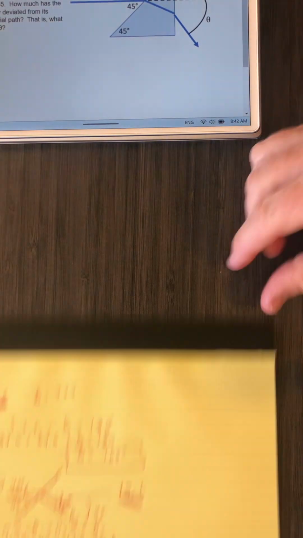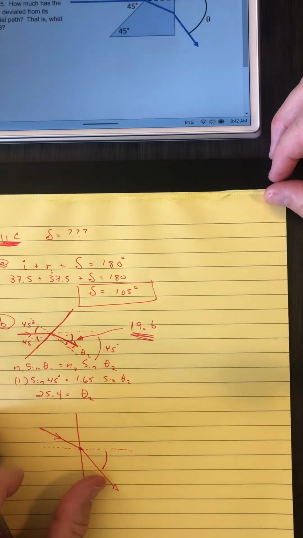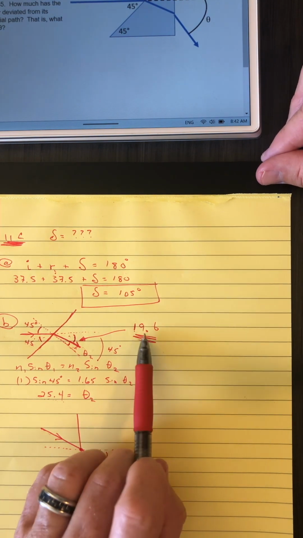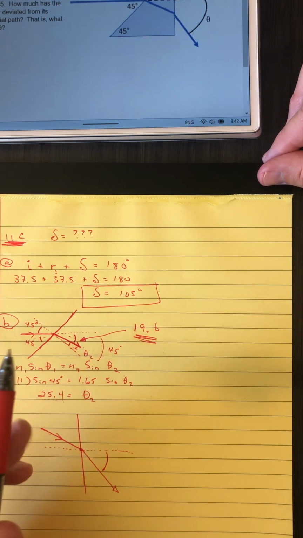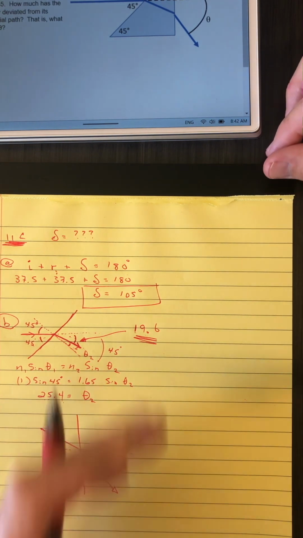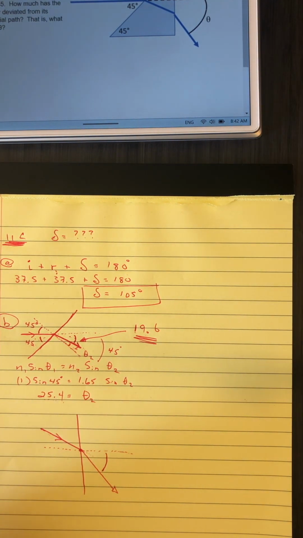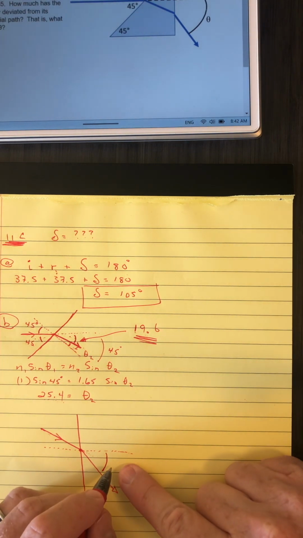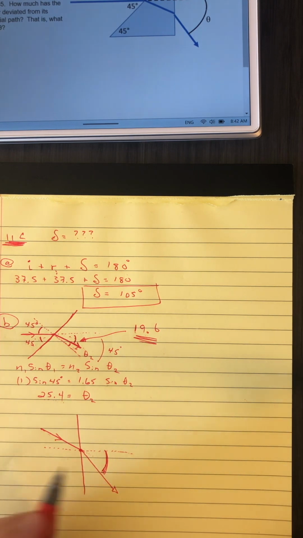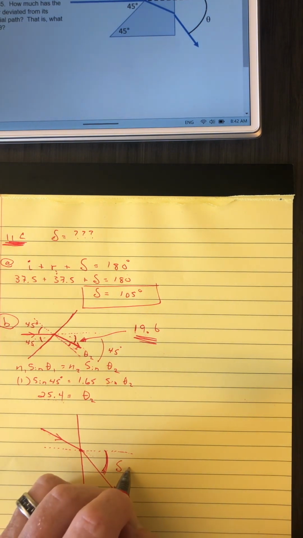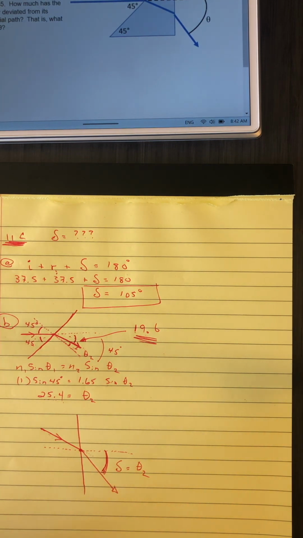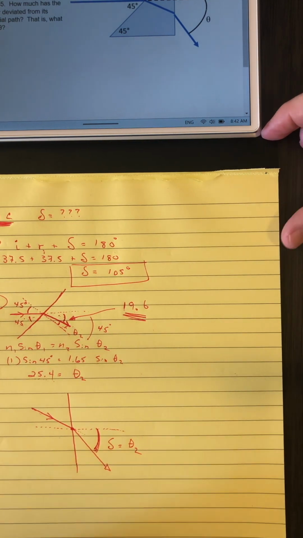And that's why I made the comment that we really don't even need this 19.6. This just tells us how much it bent as it entered. And we could then say, okay, it's going to bend some more, and the two added together is the total bend. But it turns out this right here is going to be both the total angle it bends, delta, and it's also going to be theta 2 for the second refraction situation.